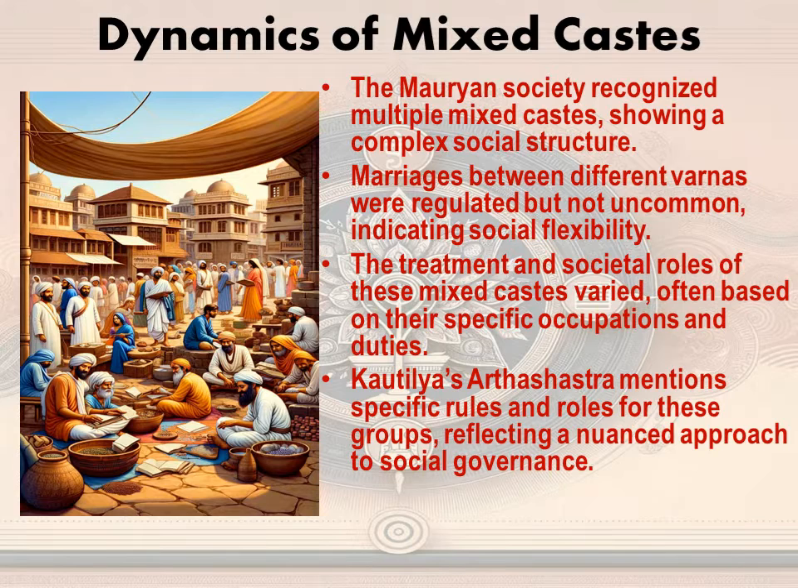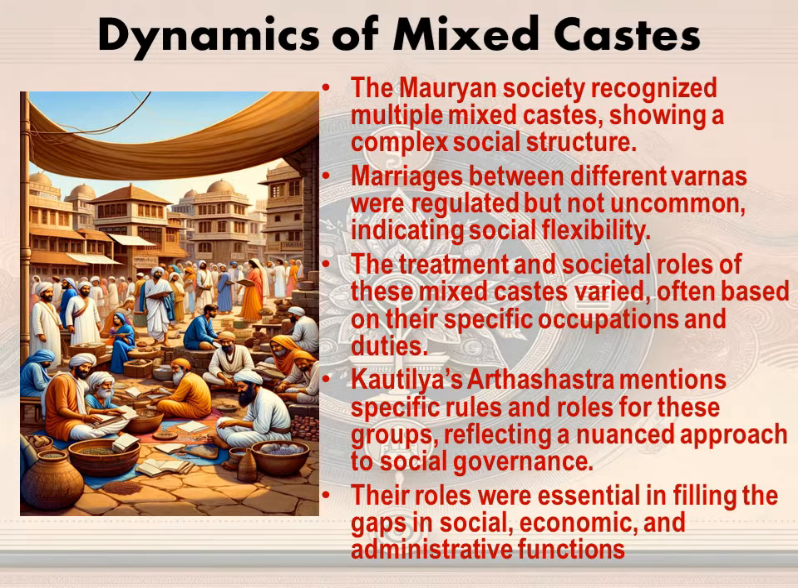Kautilya's Arthashastra mentions specific rules and roles for these groups, reflecting a nuanced approach to social governance. So there were specific roles and duties mentioned for these mixed groups in Arthashastra. Their roles were essential in filling the gaps in social, economic, and administrative functions. So there were many kinds of jobs in social, economic, and administrative fields which could not be attributed to a specific caste only, and those gaps, those jobs were done by the mixed caste in the Mauryan economy.